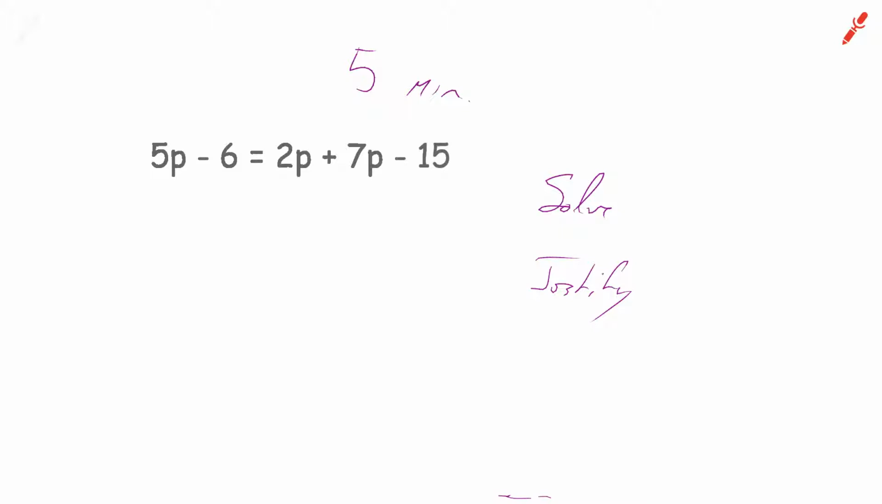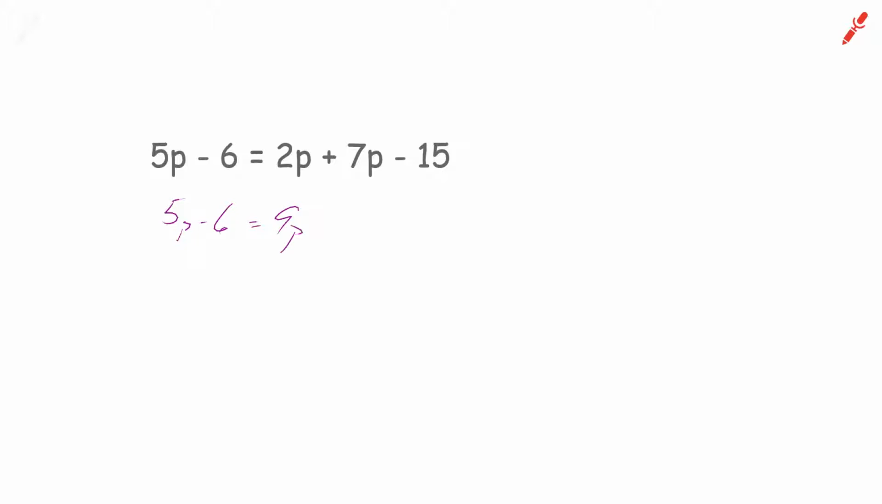Alright, so now let's see how you guys did here. Solve it. Should be 5p minus 6 equals 9p minus 15. Negative 6 equals 4p minus 15. Add 15 to both sides. 9 equals 4p. Divide by 4. P equals 9 over 4.